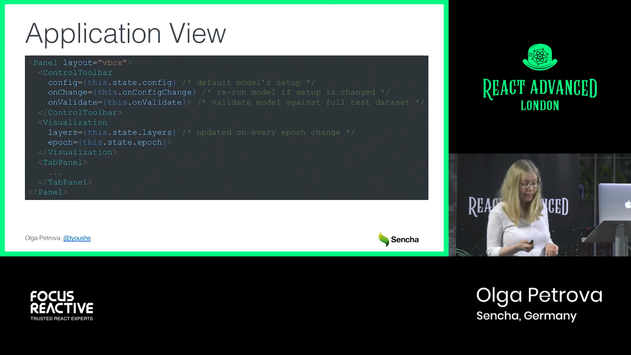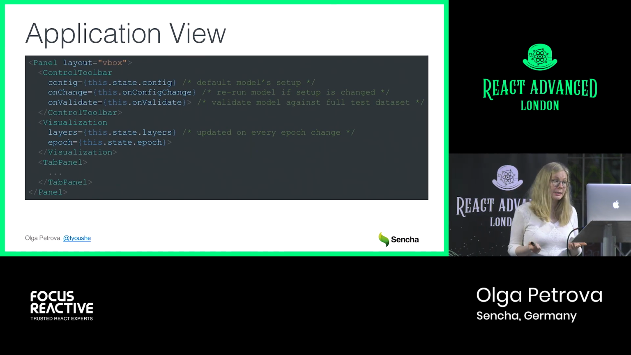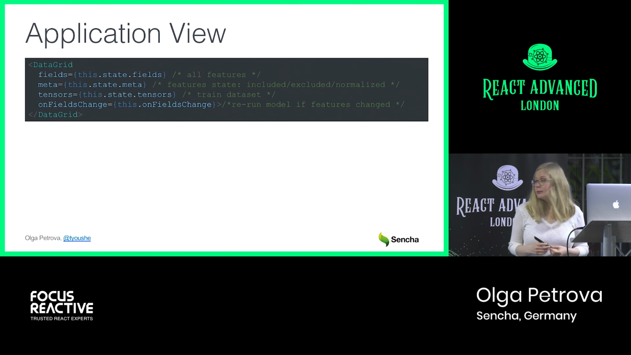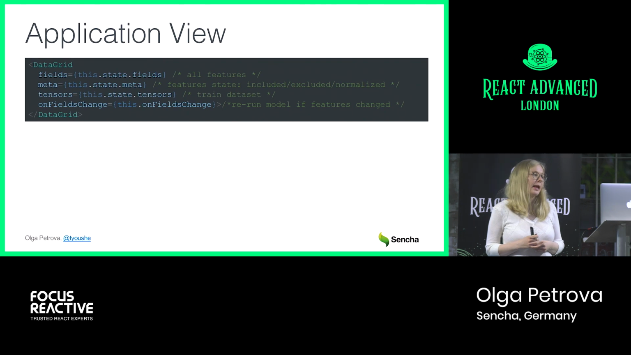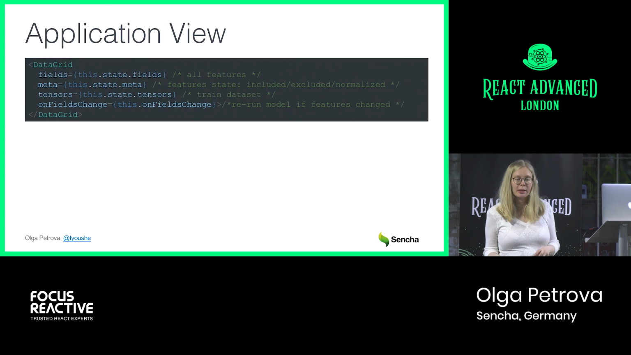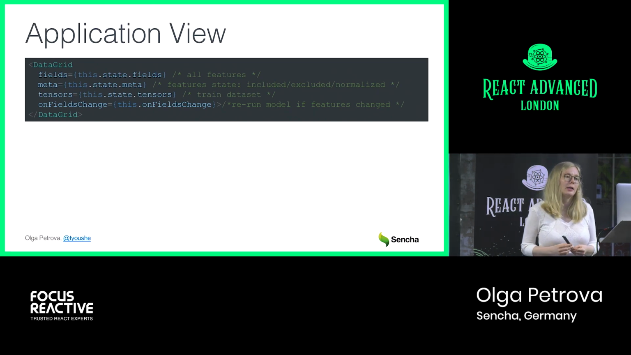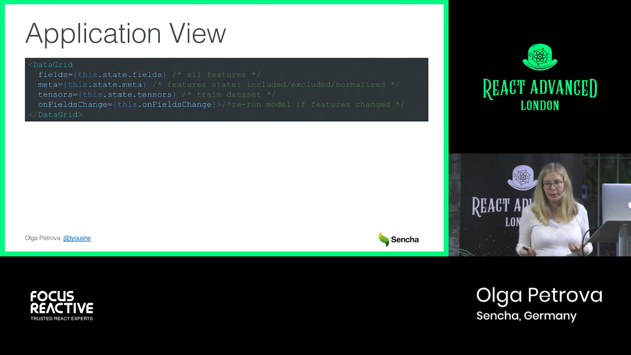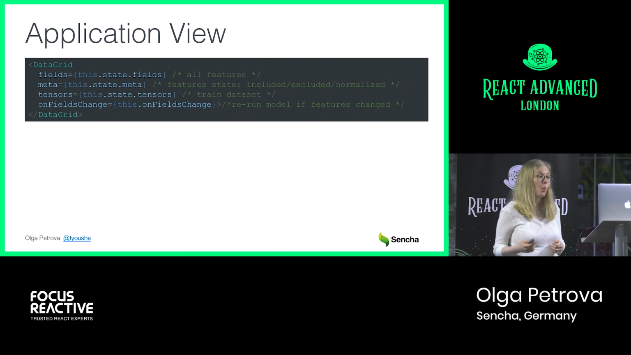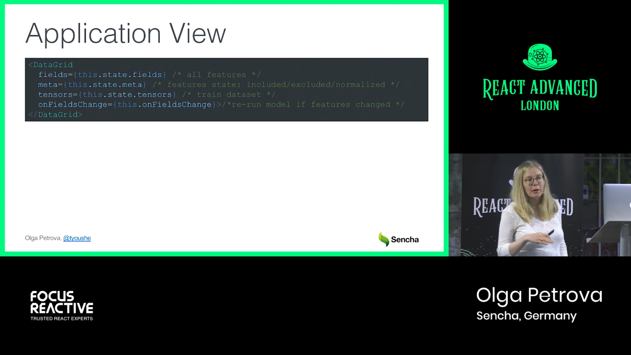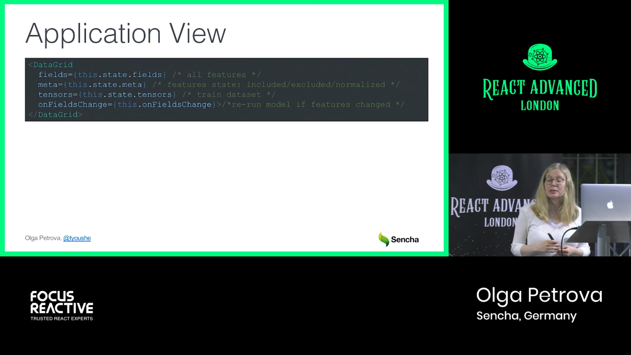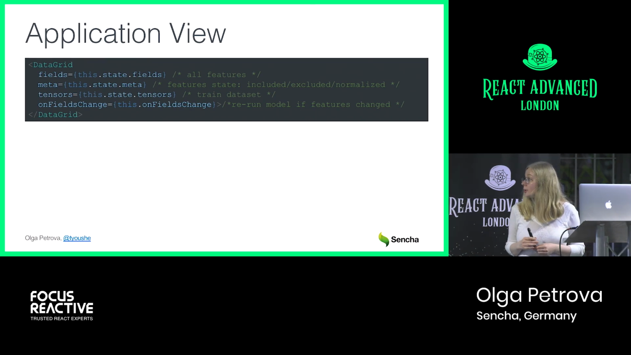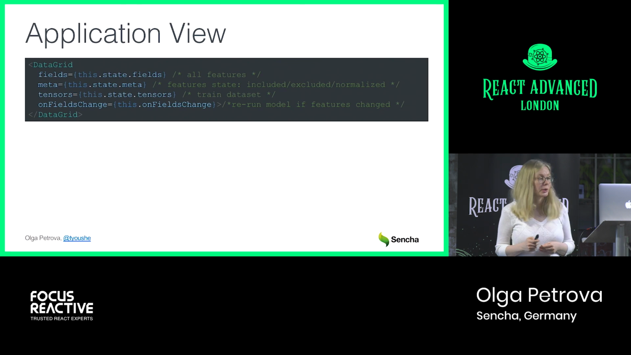React.js visualization. And then I have a tab panel with two grids, and one grid describes the training data. I send all features as fields, and the current feature state, like what is included and excluded, normalized, as meta, and then my training data set as a tensor. Once some features are normalized or excluded, the on fields change method will be called, and it will rerun my model.